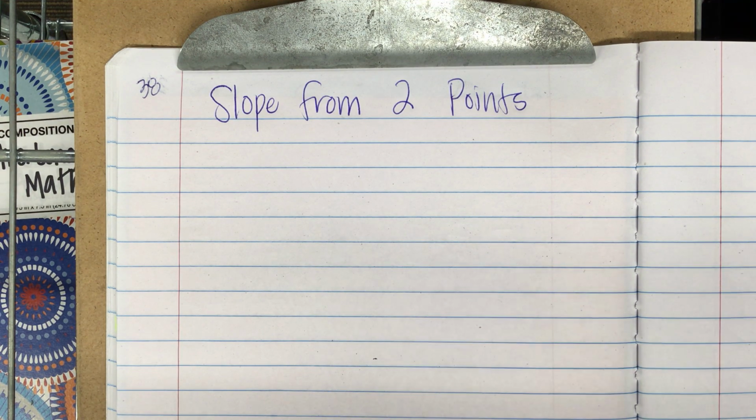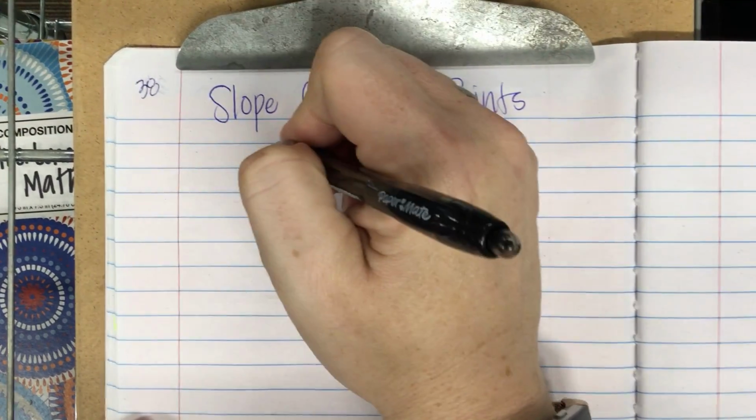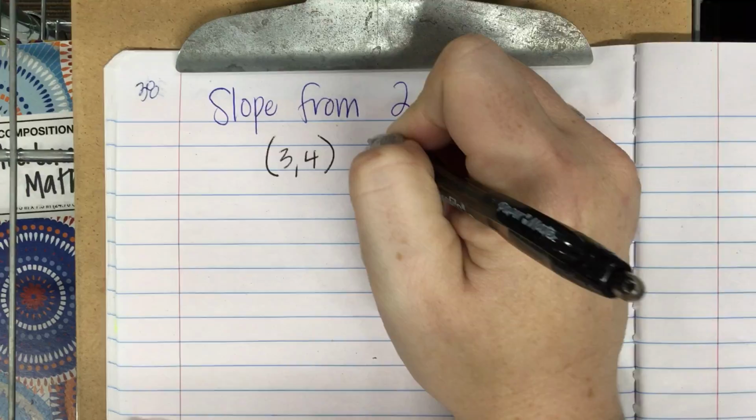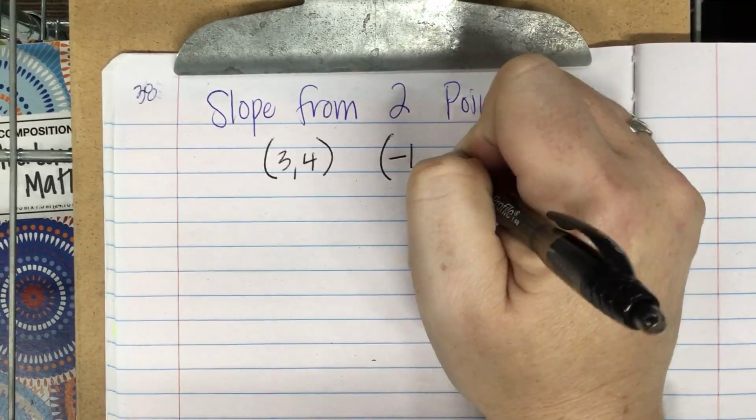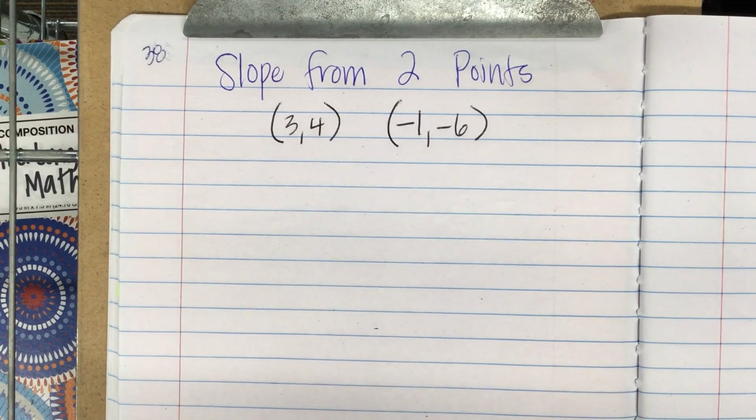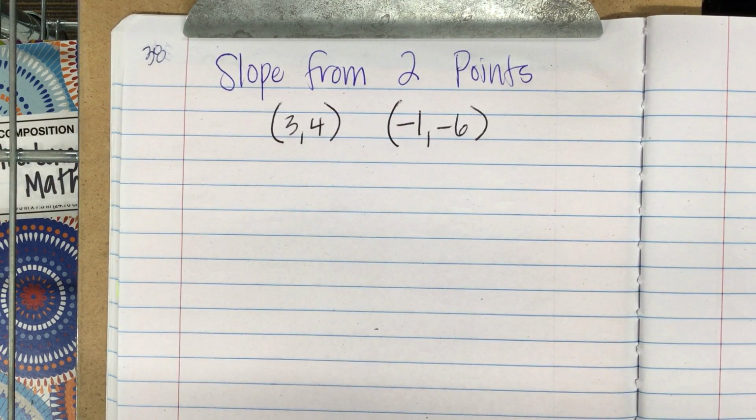So what we're going to have today is two ordered pairs. Instead of having a graph that already has the points and all we had to do was count, we're going to be given ordered pairs like 3, 4, and -1, -6. So you could say, you know what, Mrs. Long, I really love drawing a graph, then plotting the points, then connecting them, and then counting. That's how I want to do it.